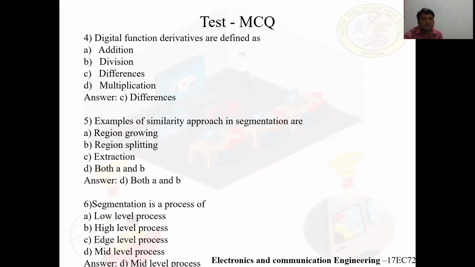Digital function derivatives are defined as addition, division, differences, multiplication. The answer is C, differences. Examples of similarity approach in segmentation are region growing, region splitting, extraction, both A and B. That is region growing and region splitting. Segmentation is a process of low level process, high level process, edge level process, mid level process. The answer is the mid level process.